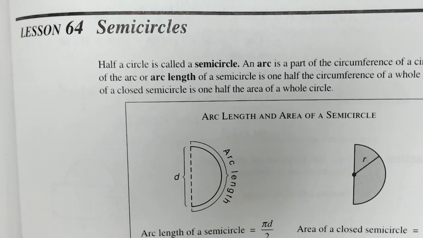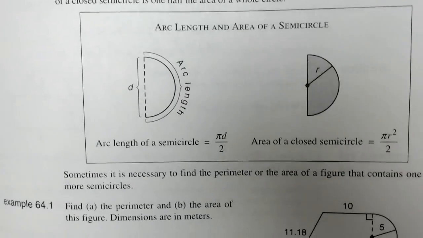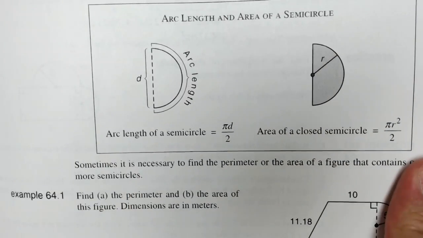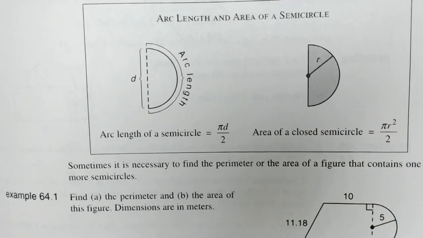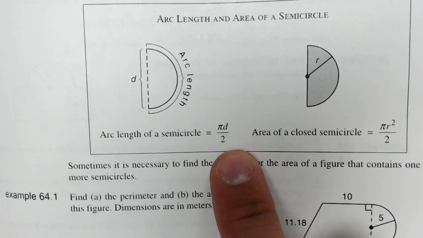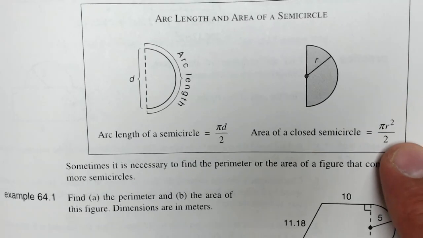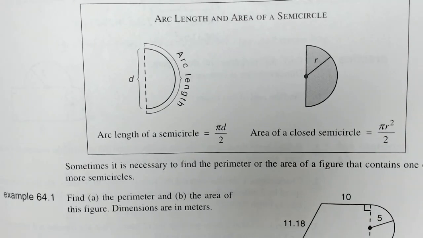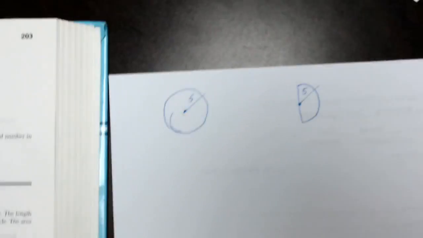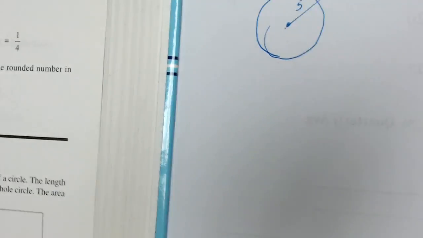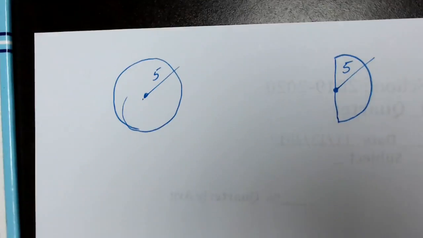Pre-algebra lesson 64, semicircles. There are two ways to approach semicircles. There are two new formulas that you can memorize, which can be found on page 203 in your textbook. We can memorize pi times d over 2, or we can memorize pi r squared divided by 2, or we could go with my preferred method, which is to understand these formulas. To understand the formulas, let's talk about some formulas we already know, like circumference and area of a circle.